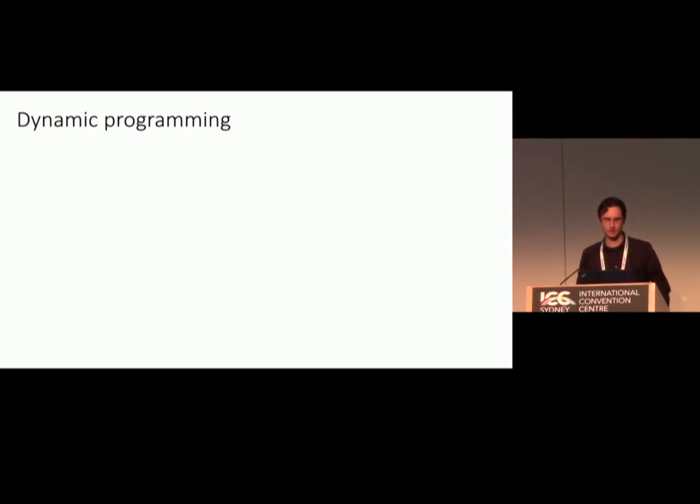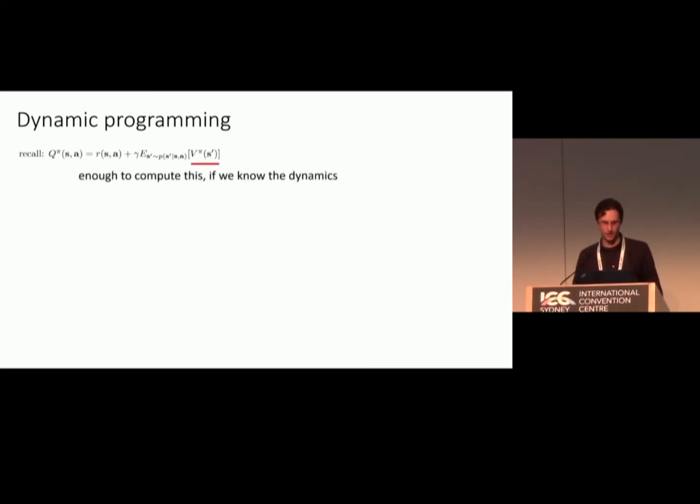So this is dynamic programming, basically. If you remember, the Q function is the current reward plus the expectation of the next value. So if we know the dynamics, it's actually enough to just compute the value, because you can always evaluate the Q function as the reward plus the expectation of the next value. So let's go back and evaluate the value for now, because this will be a little simpler to deal with.